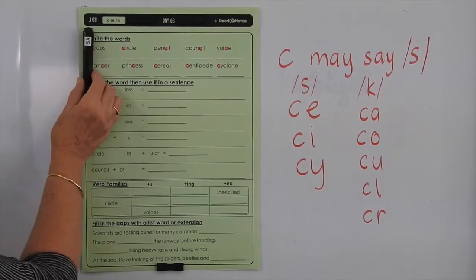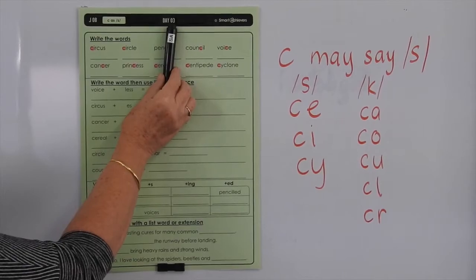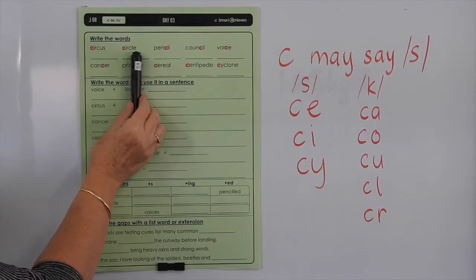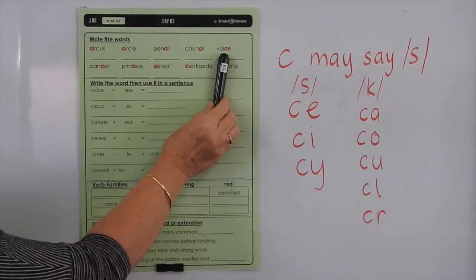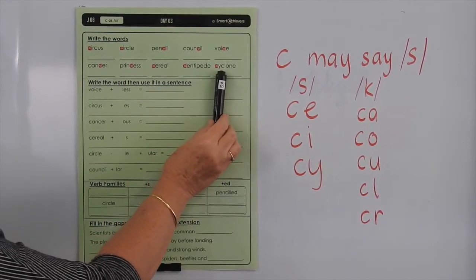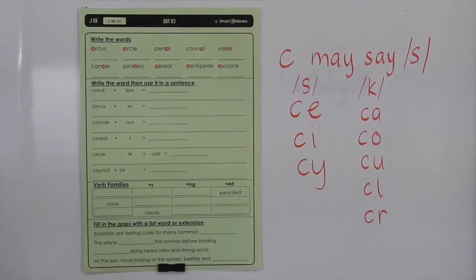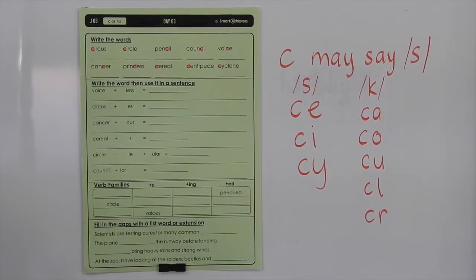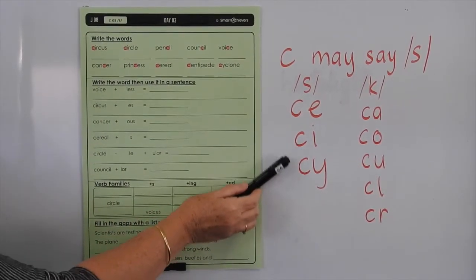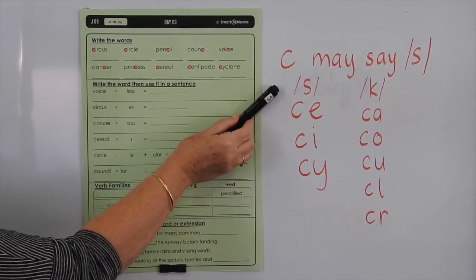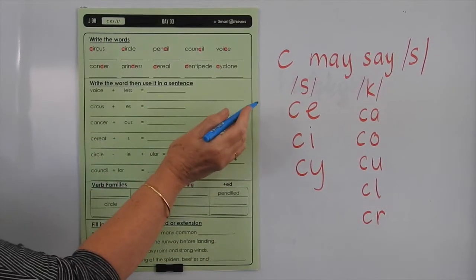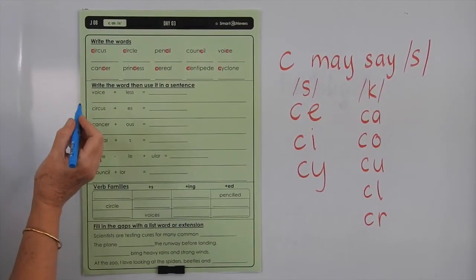This is level J, list 8, and we're looking at the day 3 page. So our words this round are circus, circle, pencil, council, voice, cancer, princess, cereal, centipede, cyclone. If you have a look at those words, you can see that the C, if it's followed by an E, an I or a Y, it's making a soft sound. So let's highlight the letter that comes after the C to make it say S. It's not every C here, so be careful you get the right one.